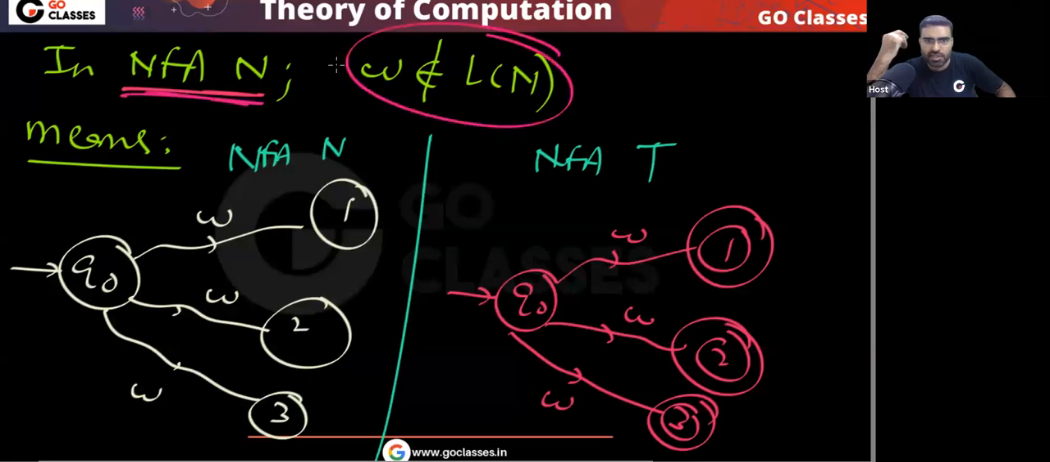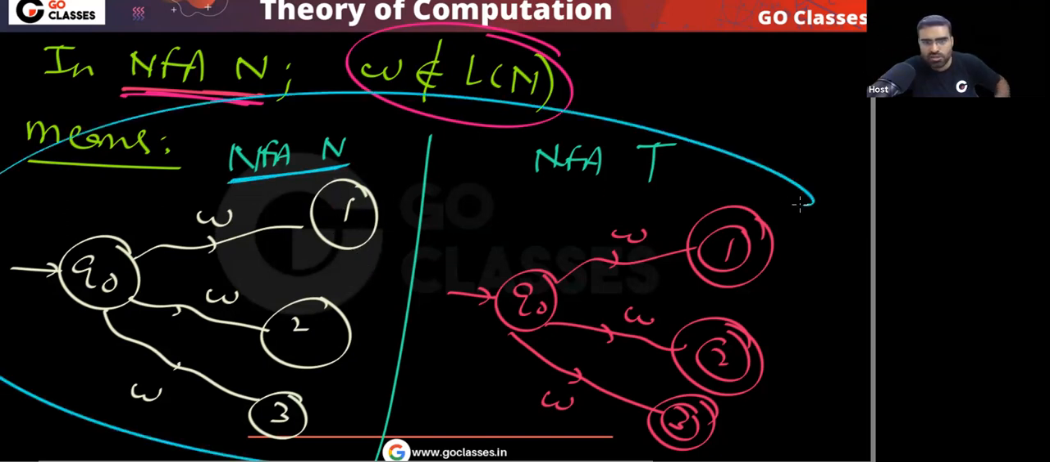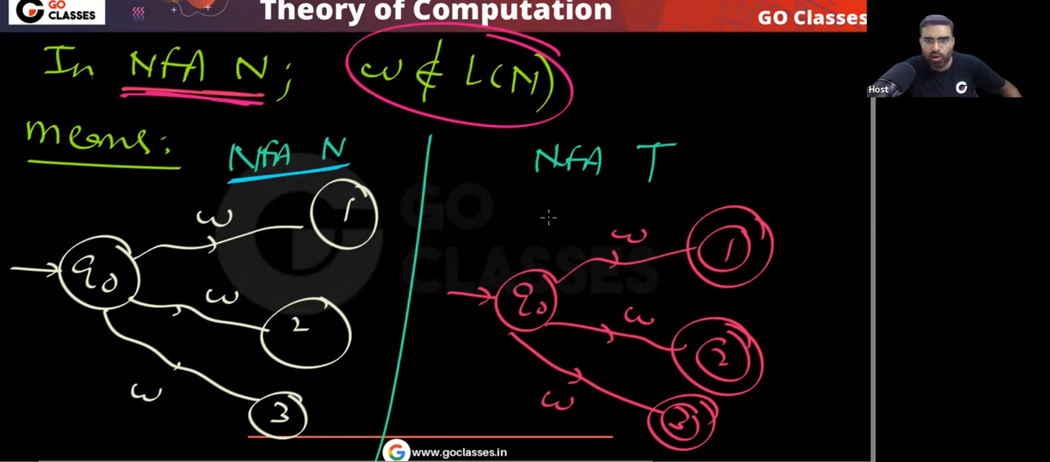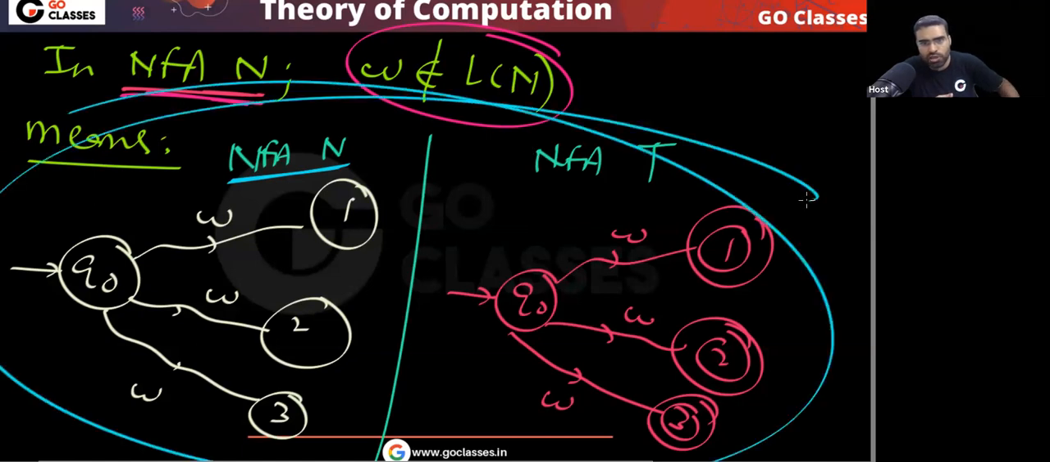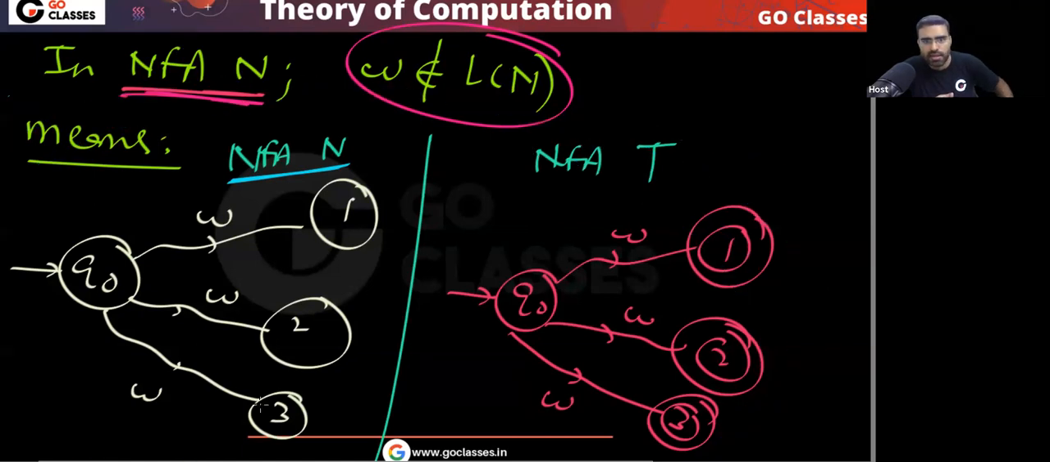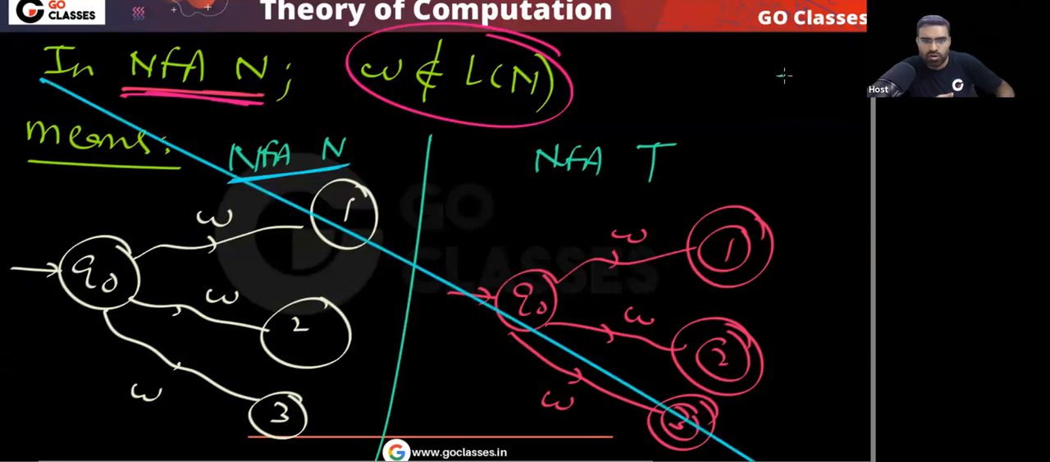NFA-N does not accept W. So on W, you will go to non-final, non-final, non-final. In this NFA, you will go to non-final, non-final. So what is wrong in this logic? From this logic, it looks like W belongs to the language of T. What is wrong here? Please tell me. In this diagram, what is wrong? Let me tell you, there is something wrong in this diagram.